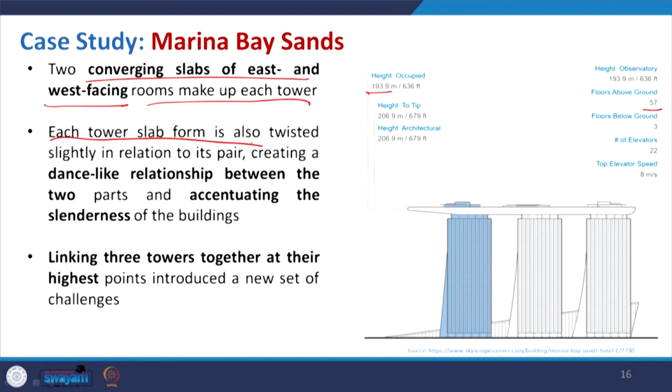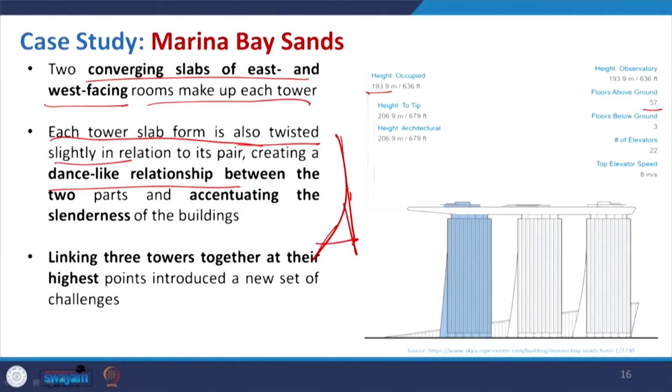Each tower slab form is also twisted slightly in relation to its pair, so that it will give a dance-like relationship. That is the visual aesthetics being done with this kind of arrangement. So, for stability we just make the arrangement like this, where the building is getting this shape, and then it will also help accentuate the slenderness of the building. So, in both cases it will give stability as well as beauty.